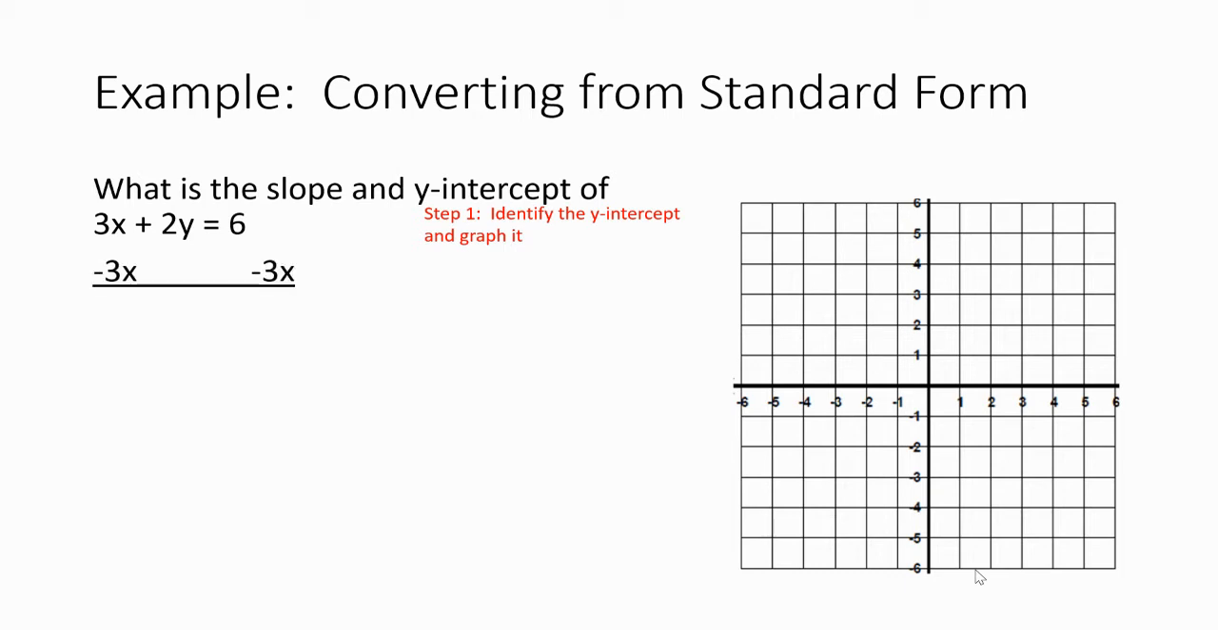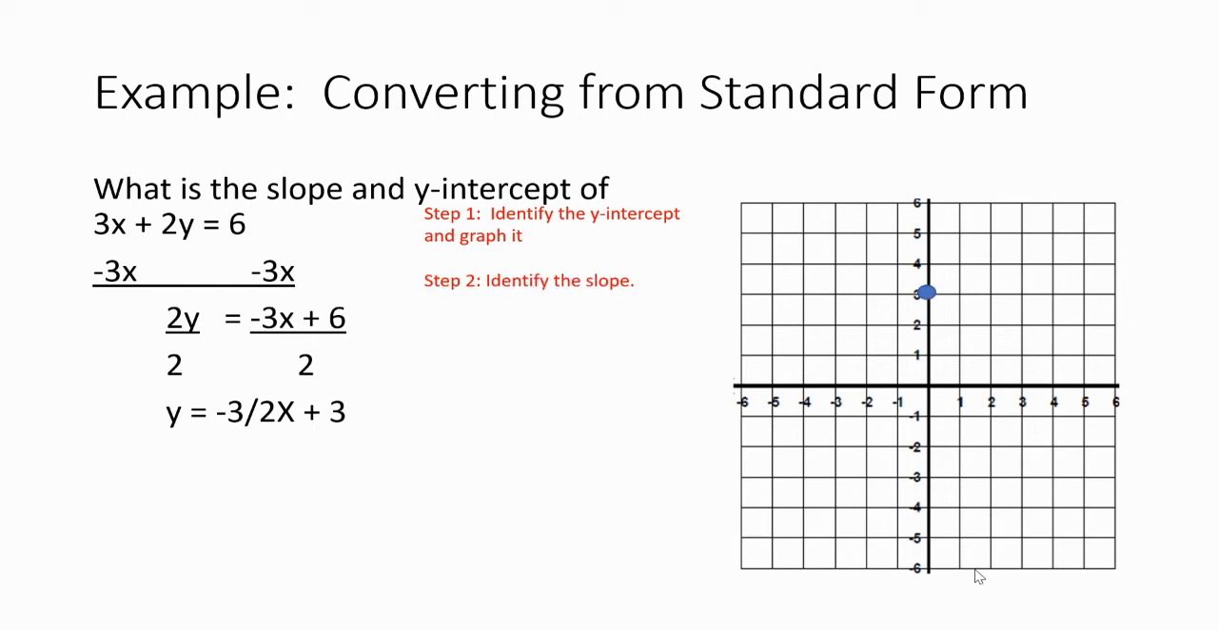So the first step we need is to subtract the x terms from both sides, leaving us with 2y equaling negative 3x plus 6. We would divide by 2 and then simplify our new equation to be y equals negative 3x plus 3. So we now have our y-intercept of positive 3, and so we're going to plot it.